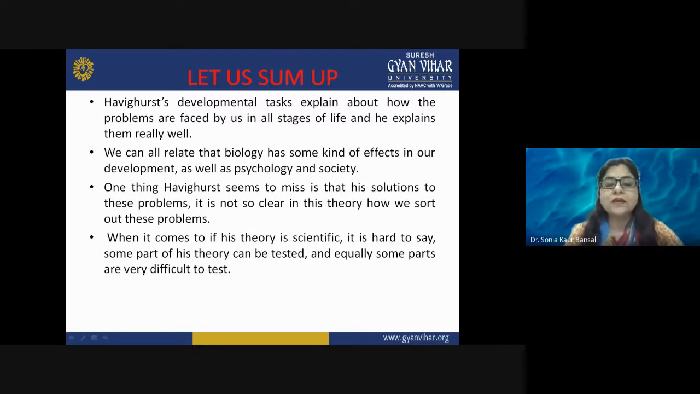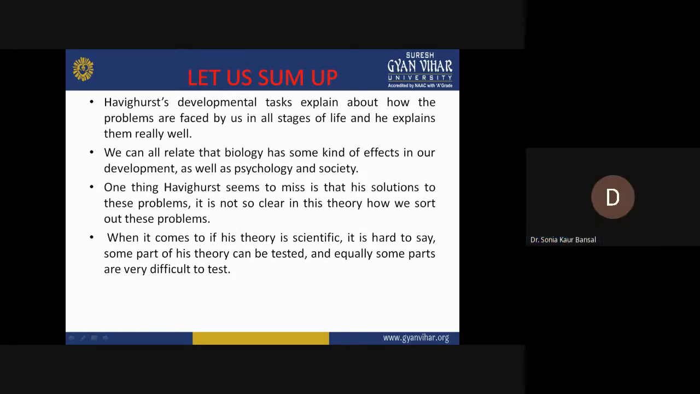So one thing Havighurst seems to miss is his solution to these problems. And it is not so clear in the theory how we sort out these problems. So when it comes to if his theory is scientific, it is hard to say. Some part of the theory can be tested, and equally some parts are very difficult to test. So how we are going to do that, that's really a matter of concern to a great extent.